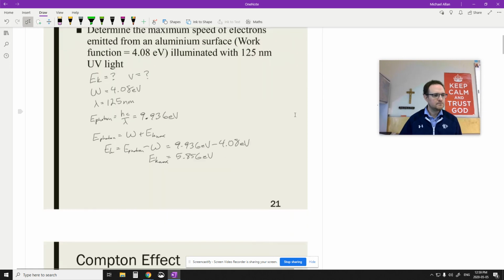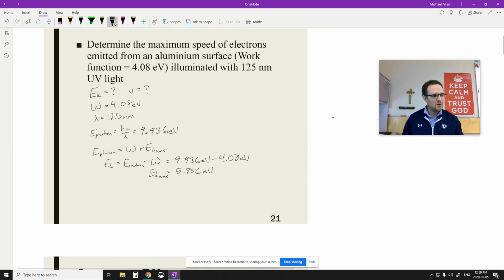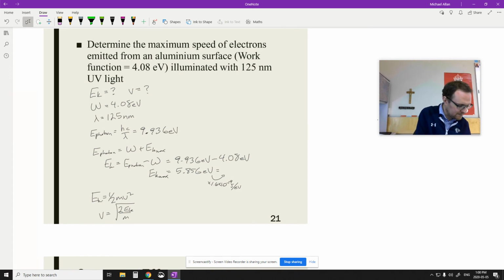Okay. Scroll down here just a little bit. So now what we're going to do here, because for the kinetic energy formula to work, this EK formula, 1/2 mv squared, which eventually will turn into the square root of 2 times EK divided by mass, the EK has to be in joules. So I'm going to multiply this by 1.6 times 10 to the negative 19 joules per electron volt. I'm going to quickly do that in my calculator here, and I'm going to get 9.3696 times 10 to the negative 19 joules.